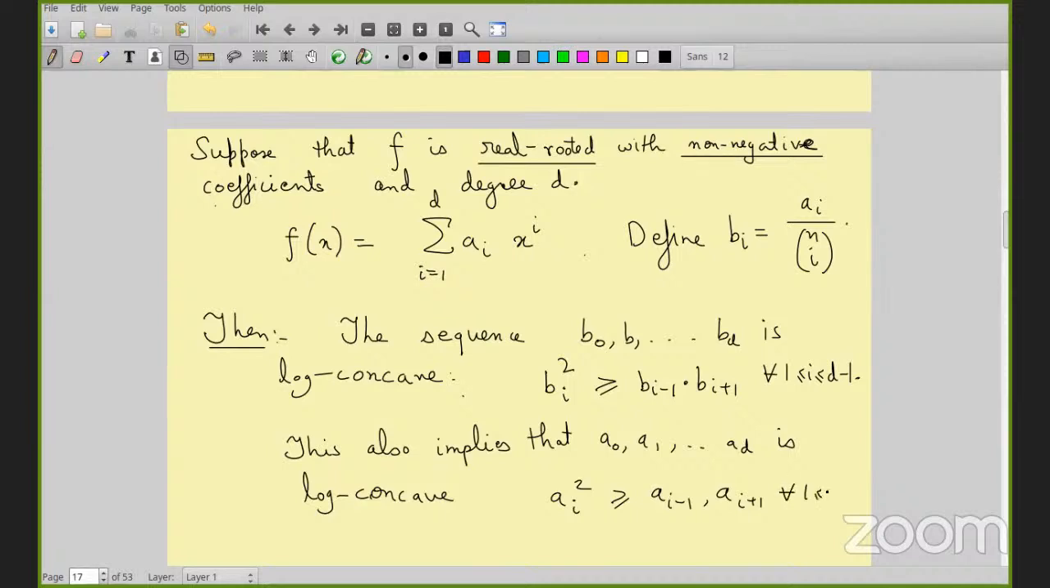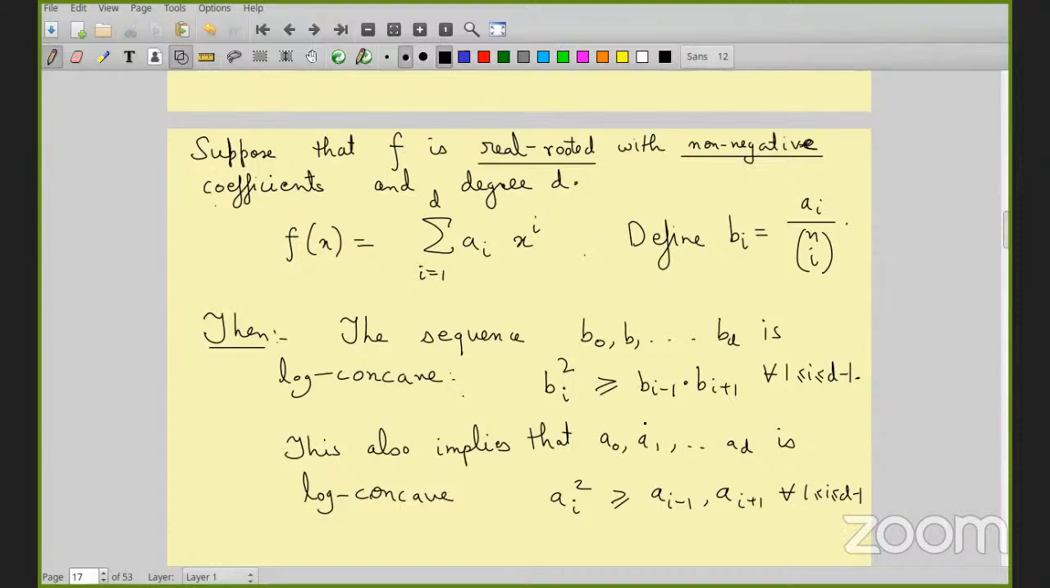So why is log concavity important? So why does this imply this? That's actually just a trivial argument involving some inequalities with the binomial. So yes, it's not hard. You write down the inequality for Bi and show that this is actually a weaker inequality. So that is not tricky, not hard.